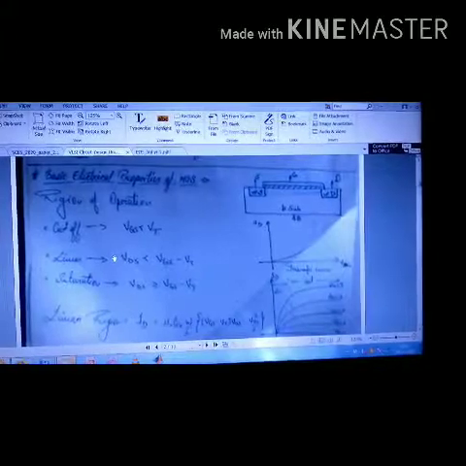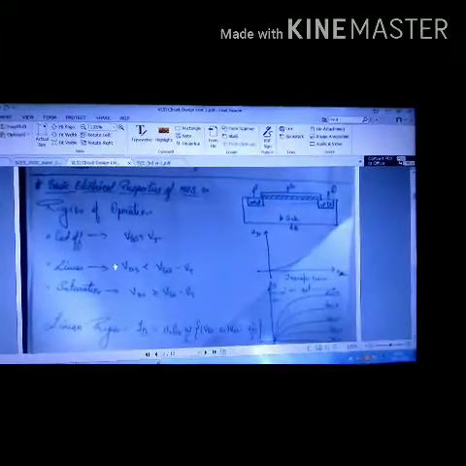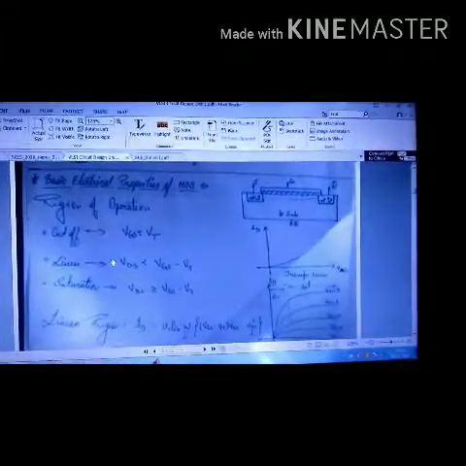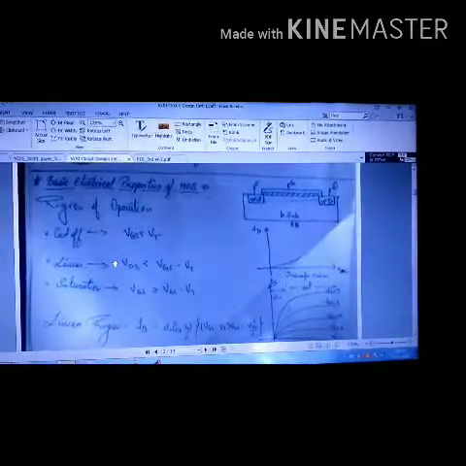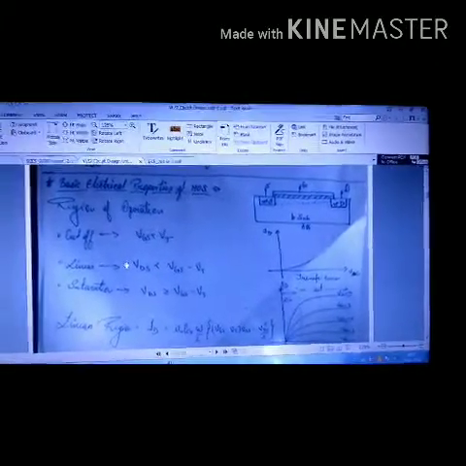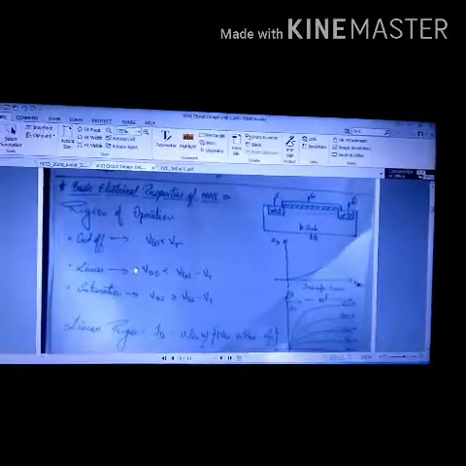Now this is a continuation of the previous lecture, and in this we are going to study the electrical properties of the MOSFET, its different regions of operation, and the derivation, in brief, of the different current equations.